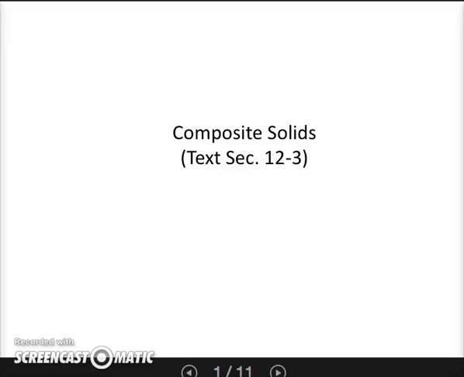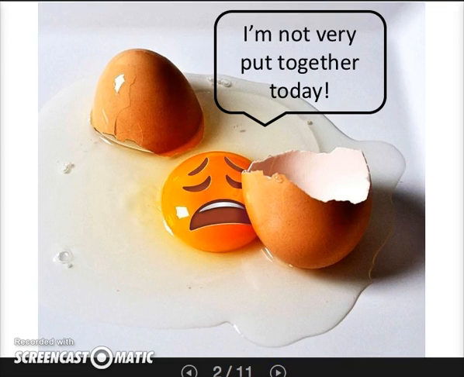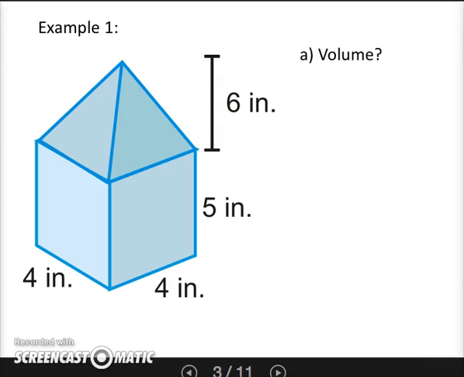This video is about composite solids. It's found in your text in section 12-3. A composite solid is made out of two solids put together.